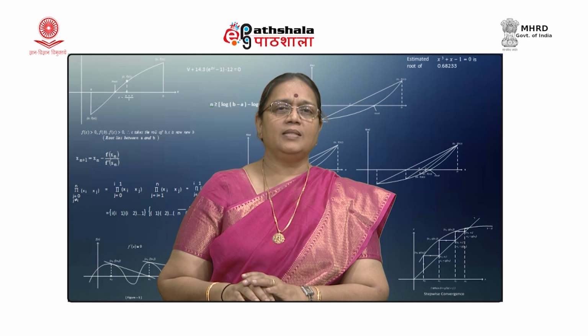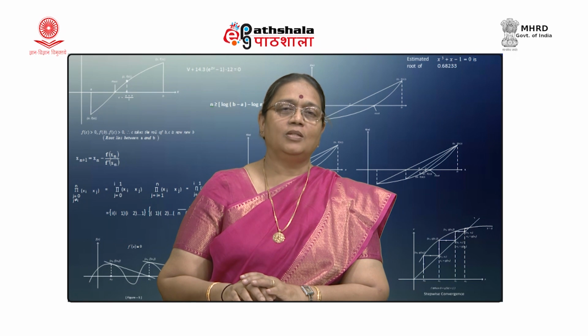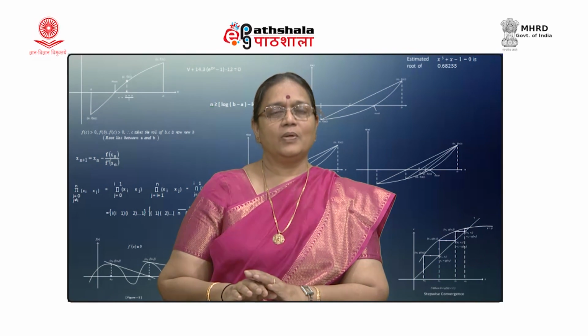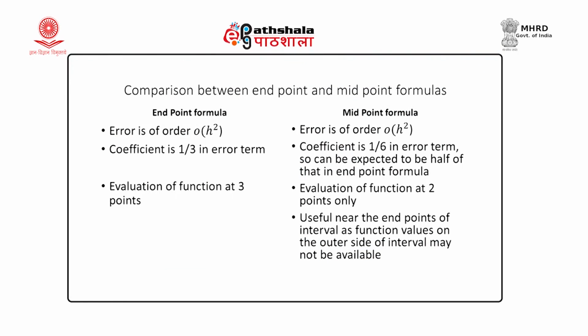And moreover, in the case of the midpoint formula, we need to evaluate the value of the function only at the two endpoints x0 minus h and x0 plus h. The middle term coefficient has become 0. Though we are evaluating the function at only 2 points, using only 2 function values, still it is called a 3-point formula, because we have used 3 points to estimate the derivative of the function at these points.